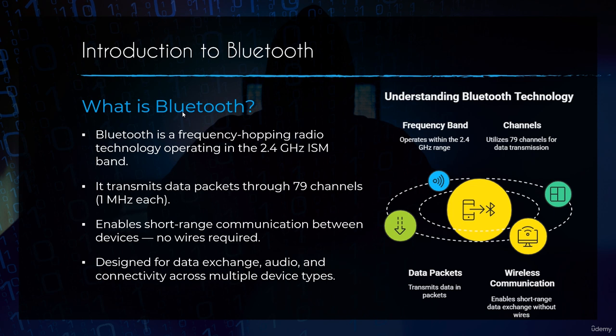Bluetooth is a short range wireless communication standard that uses radio waves in the 2.4 gigahertz band, similar to Wi-Fi. Wi-Fi also uses the 2.4 gigahertz band to transfer information between devices. Bluetooth relies on a frequency hopping spread spectrum method, which means it rapidly switches among 79 channels. Each channel is 1 megahertz wide to minimize interference and improve reliability.